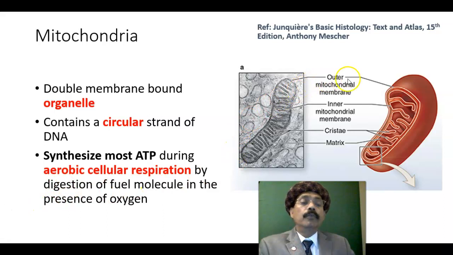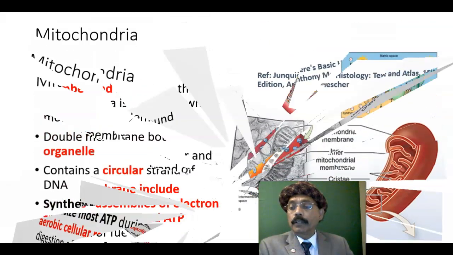Okay, if we look at the structure of the mitochondria, we have the outer membrane, inner membrane, and intermembrane space. We have the shelf-like projections that are called cristae. The matrix is here, and this is the electron microscopic picture of the mitochondria.